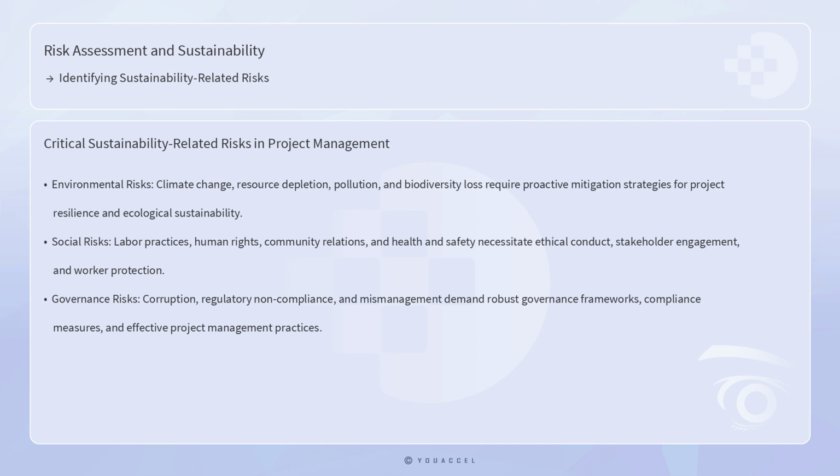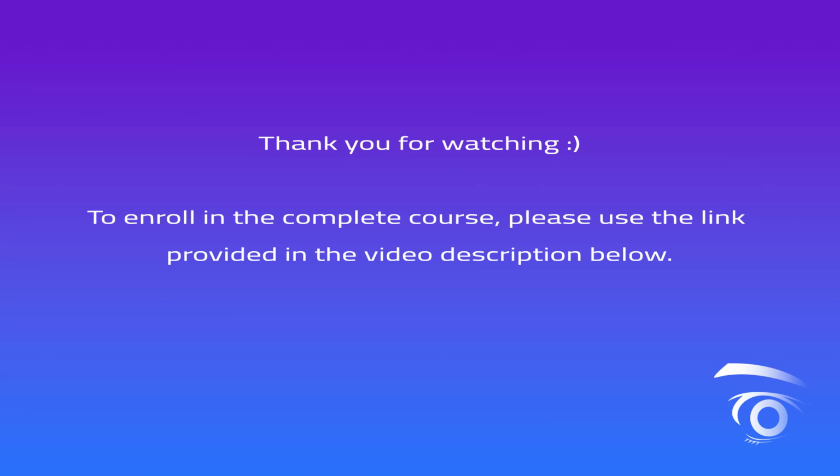Environmental risks, such as climate change, resource depletion, pollution, and biodiversity loss, require proactive mitigation strategies to ensure project resilience and ecological sustainability. Social risks, including labor practices, human rights, community relations, and health and safety, necessitate a commitment to ethical conduct, stakeholder engagement, and worker protection. Governance risks, encompassing corruption, regulatory noncompliance, and mismanagement, demand robust governance frameworks, compliance measures, and effective project management practices. By comprehensively identifying and addressing these risks, organizations can enhance project success, foster stakeholder trust, and contribute to broader sustainable development goals. This concludes the lesson.